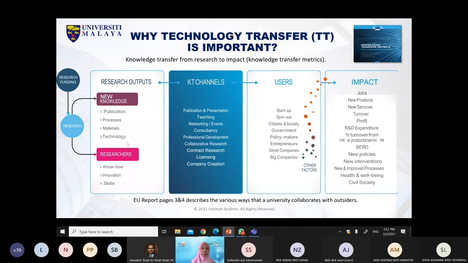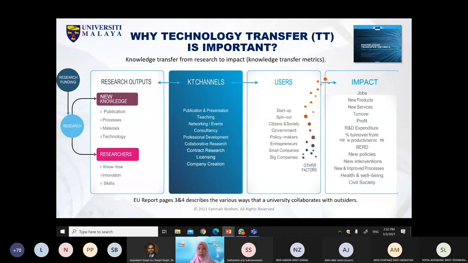From the research findings, you get your grant, you do your research, and then the outcome of your research, you come up with the publication, the researcher know-how, the innovation skill, and then we go to the knowledge transfer channel. We publish in journals, and then we have collaborative research, contract research, licensing, company creation, and then we have our users who do the startup, the spin-out, citizens, our customers, the society, the government, the policy makers, the small companies, the big companies, and other factors.